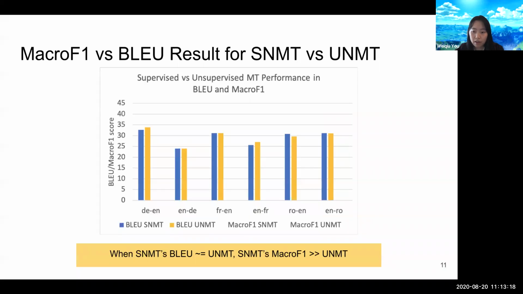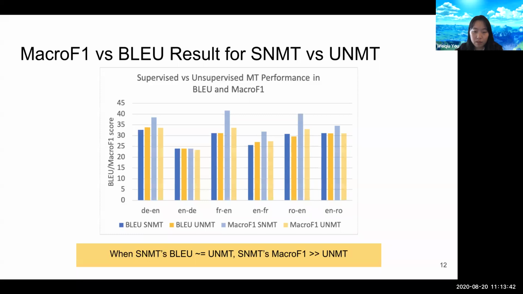We can see clearly with this graph that sometimes BLEU is even slightly higher for UMT. So the yellow bars are BLEUs for UMT. But for macro F1, SNMT is consistently higher.